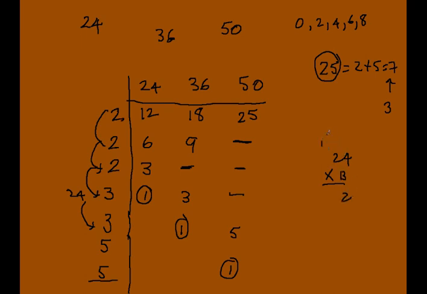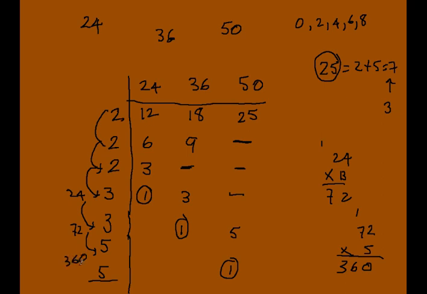3 times 4 is 12, carry a 1. 3 times 2 is 6 plus 1 is 7, so 72. 72 times 5, we should get 360. So let's check. 5 times 2 is 10, carry a 1. 5 times 7 is 35. 35 plus 1 is 36.